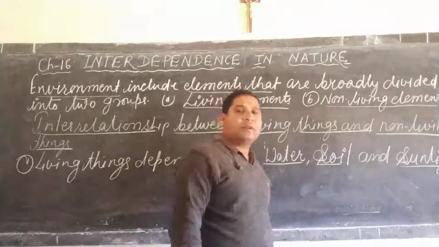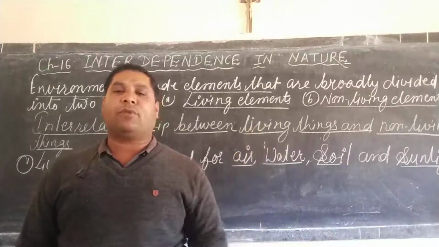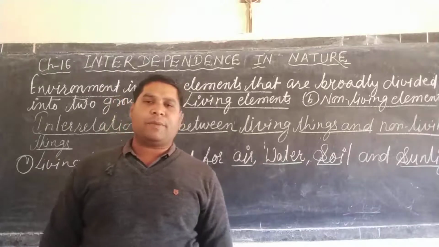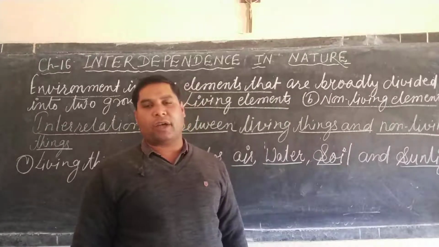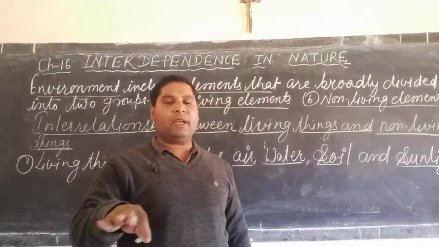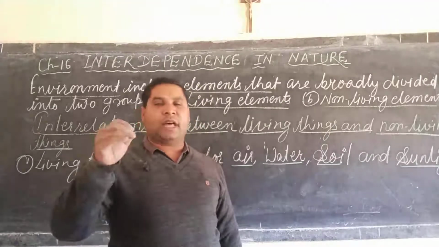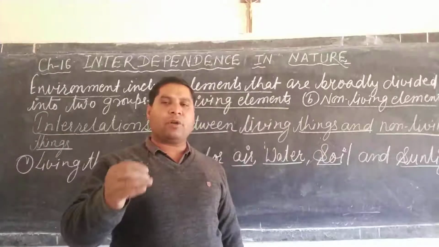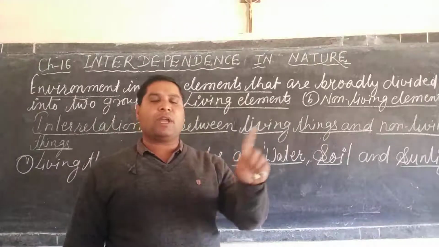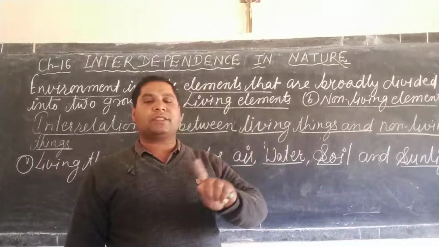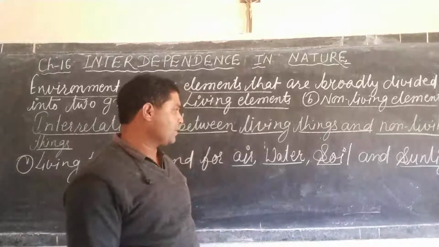Soil. All living organisms depend on the soil for their food. We human beings get food from plants, and plants grow in soil. If soil is not available, where will the plants grow, and the living organisms which depend on plants will all die. Simultaneously, plants will also die because plants and animals are interdependent on each other.